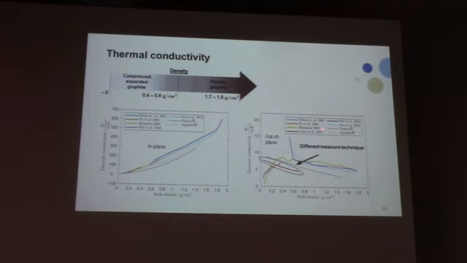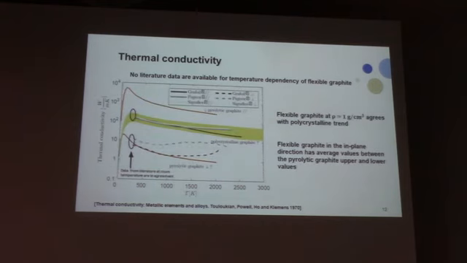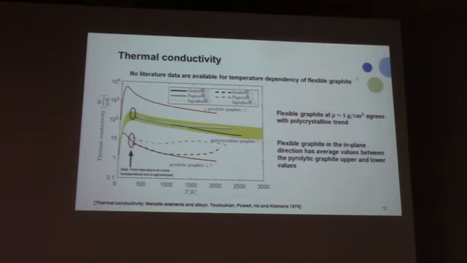So about thermal conductivity, a lot of work has to be developed in the future, especially for thermal conductivity against temperature. There is no literature data available except data from datasheets, and I found out that these data here are for flexible graphite. The thermal conductivity in the in-plane direction falls exactly in the range of the polycrystalline graphite.